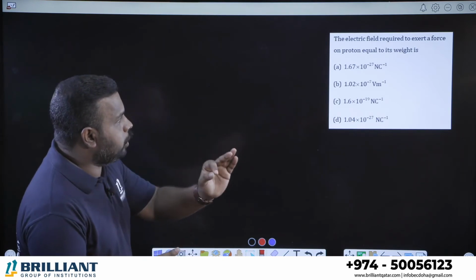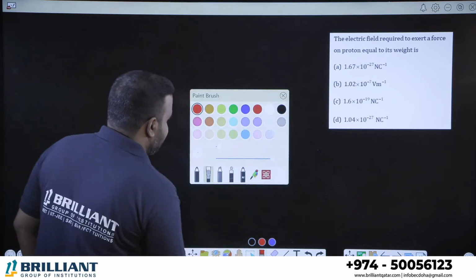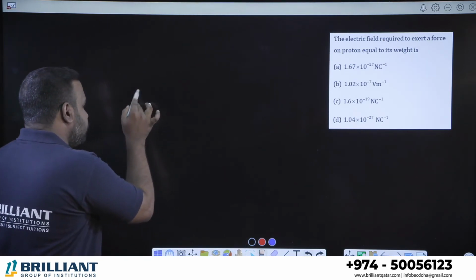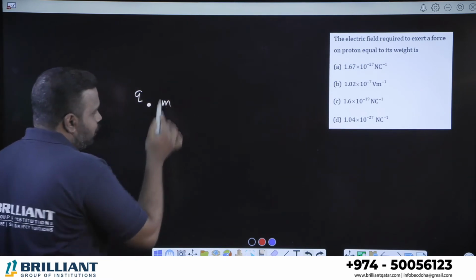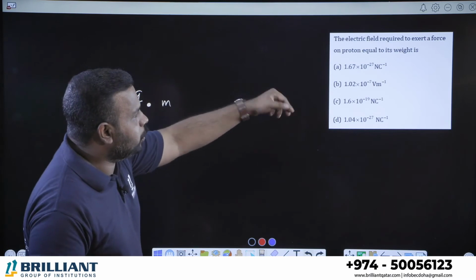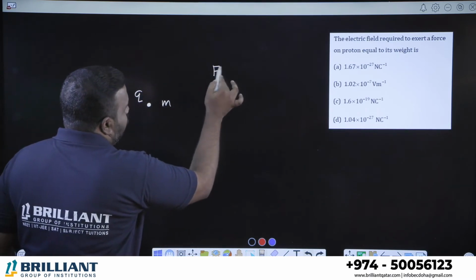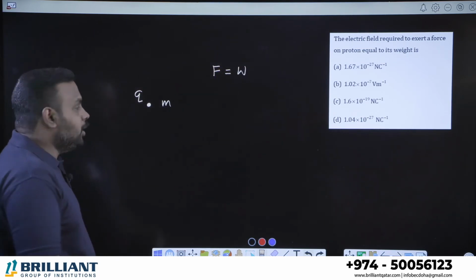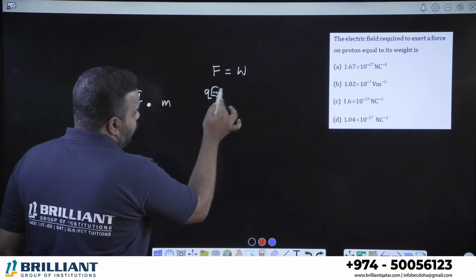Electric field required to exert a force on a proton equal to its weight. Okay, so listen here. There is a proton. Let us take the charge of the proton as Q and the mass of the proton as M. So we need an electric field required to exert a force on the proton equal to its weight. So the force on the proton should be equal to its weight. This is the idea. So if the charge is Q, you know that the force due to the electric field is QE.